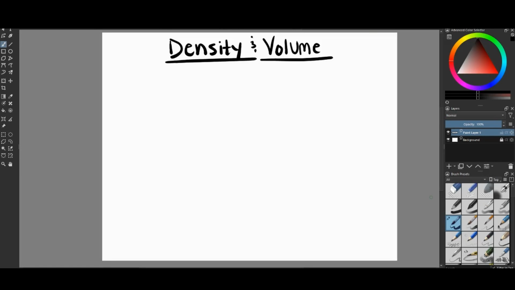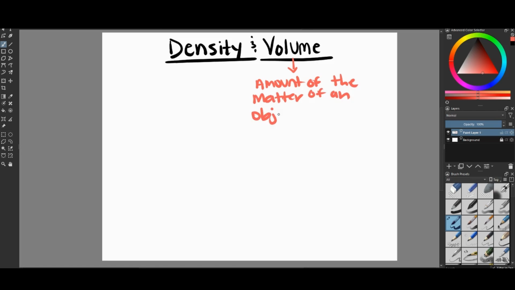So today we're going to talk a little bit about density and volume. To put these into definition, they sound really similar, but they are different. For volume, we're talking about the amount of space the matter of an object takes up.